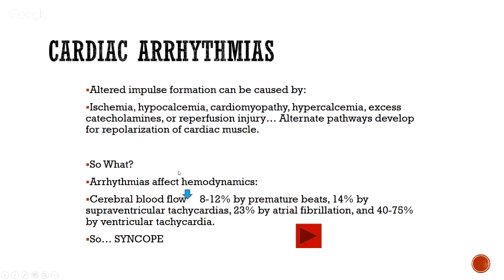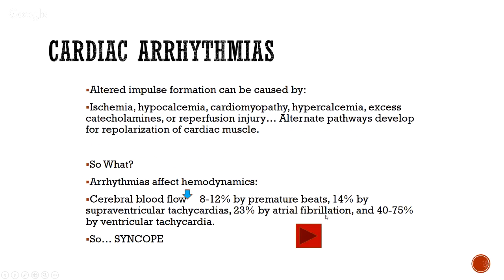So what if we have a cardiac arrhythmia? Why does it always have to beat in the same rhythm? Well, arrhythmias affect hemodynamics. If it doesn't beat in the same way every time, we decrease blood flow, primarily to the cerebrum, and that's our brain. We need blood flow there. So cerebral blood flow is decreased 8 to 12% by premature beats. It's decreased 14% by supraventricular tachycardias. Those are tachycardias that happen in the atria.